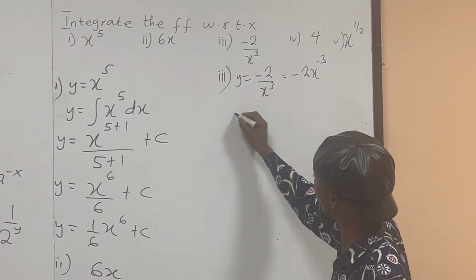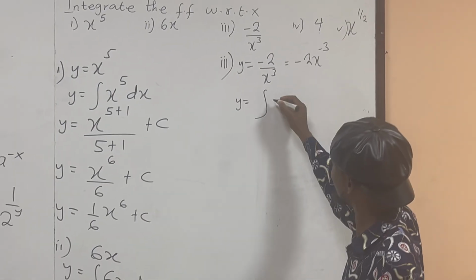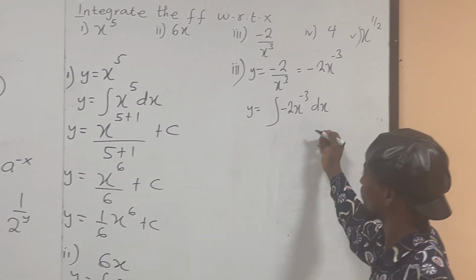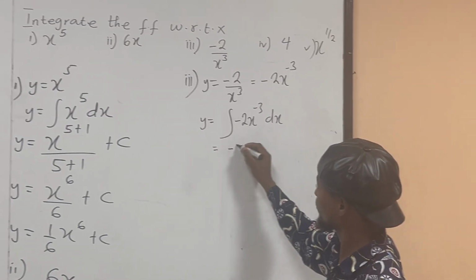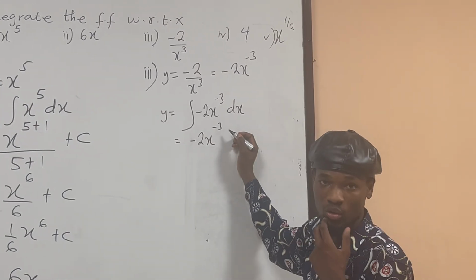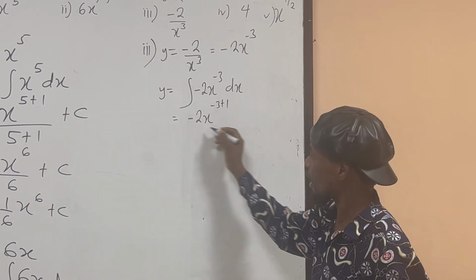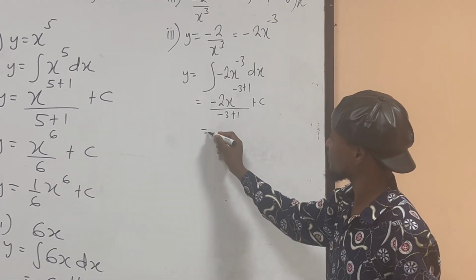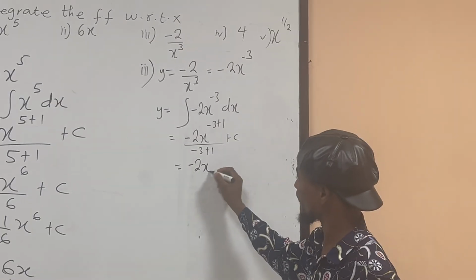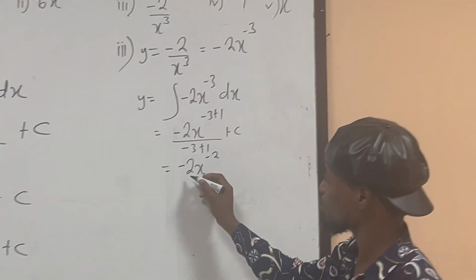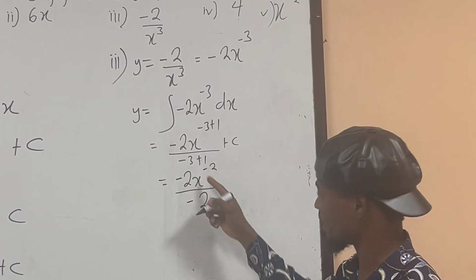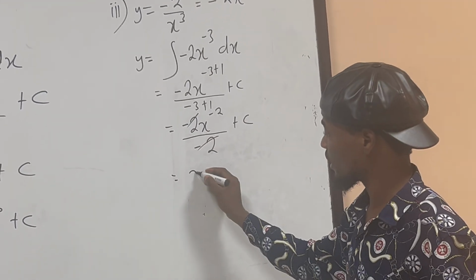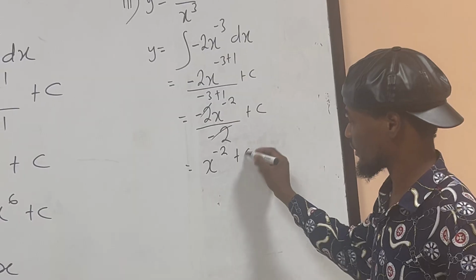So now I have this. So we have y is equal to the integral of negative 2, then s to the power negative 3 dx. So what is the rule? You have negative 2, then x to the power negative 3. You add 1 to the power, then divide by the new power, then plus c. So this is equal to negative 2, then x to the power negative 2, all over negative 2, the denominator, then plus c. Clearly, this cancels this. So therefore, I have s to the power negative 2 plus c.